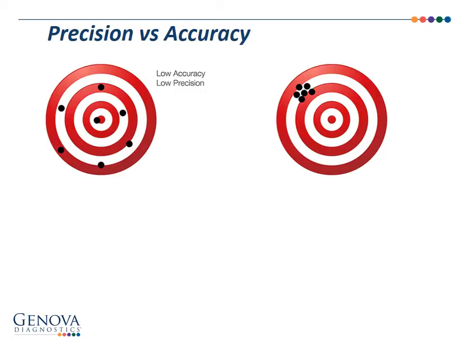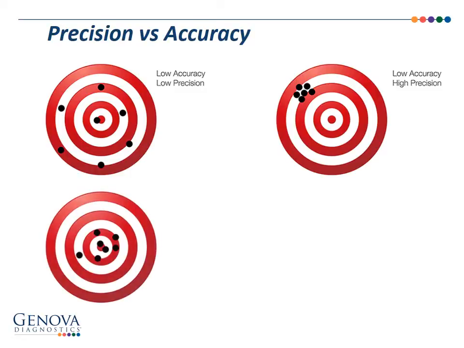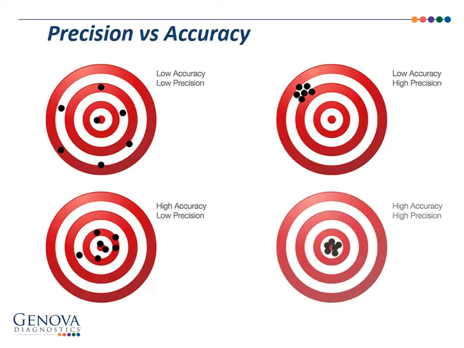This one, on the other hand, we're still not close to the bullseye, so it's still low accuracy, but you can see how the points are all clustered up together. So this is higher precision. I'm getting the same thing, it's just not correct. This, on the other hand, we got close to the bullseye, but each individual point is different from the others. So this is high accuracy, but low precision. And this is obviously what we want in the lab: high accuracy and high precision.